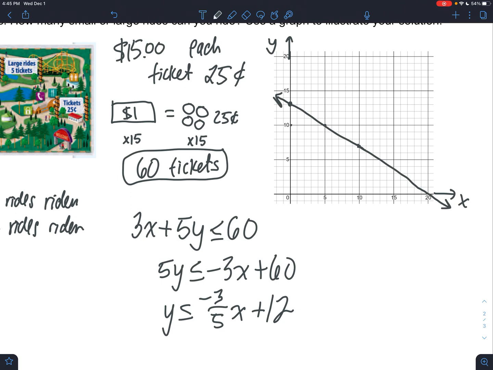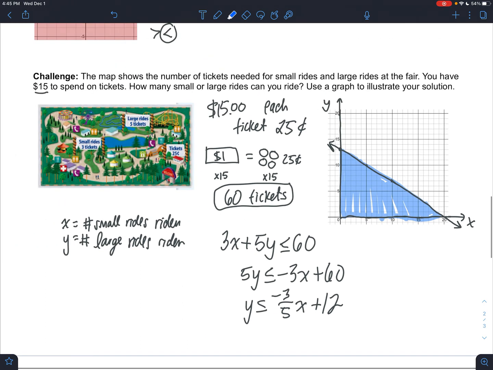I think this is going to go to 20. There we go. I made it solid because it is or equal to. I can spend exactly 60 tickets, and it is less than. So we're going to shade below. But remember, we can't go on a negative amount of rides. So with a lot of these real world problems, we're going to restrict ourselves to the first quadrant. So it's actually just this shaded part, which is our answer.